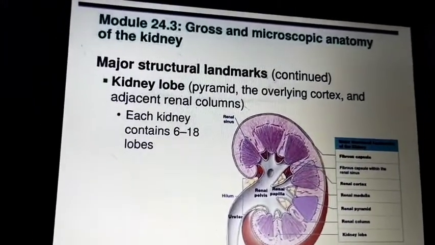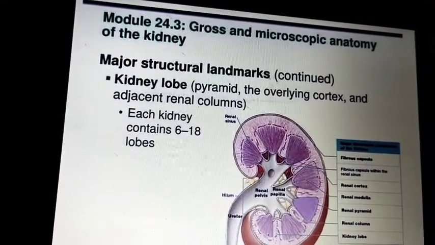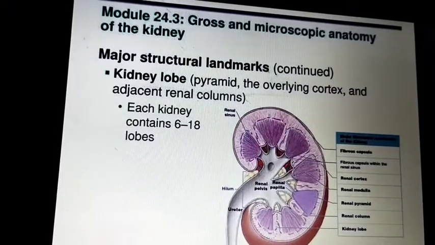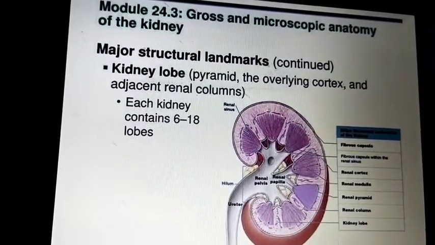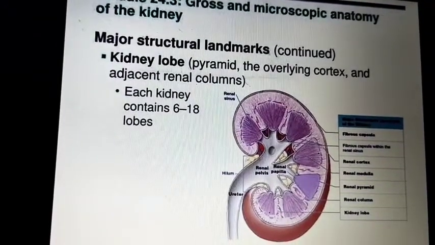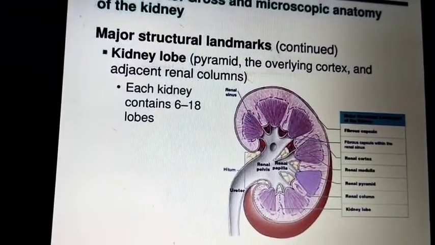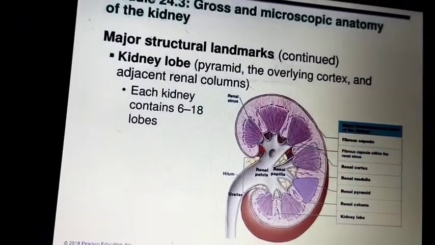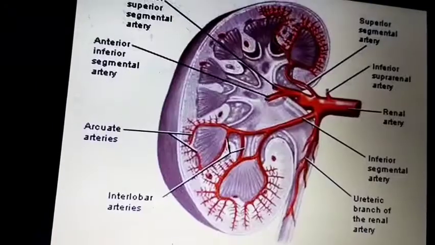Gross and microscopic anatomy of the kidney with major structural landmarks. They are called a kidney lobe. A kidney lobe contains the pyramid, the overlying cortex and the adjacent renal columns, and each kidney contains 16 to 80 lobes, meaning 16 to 80 pyramids.